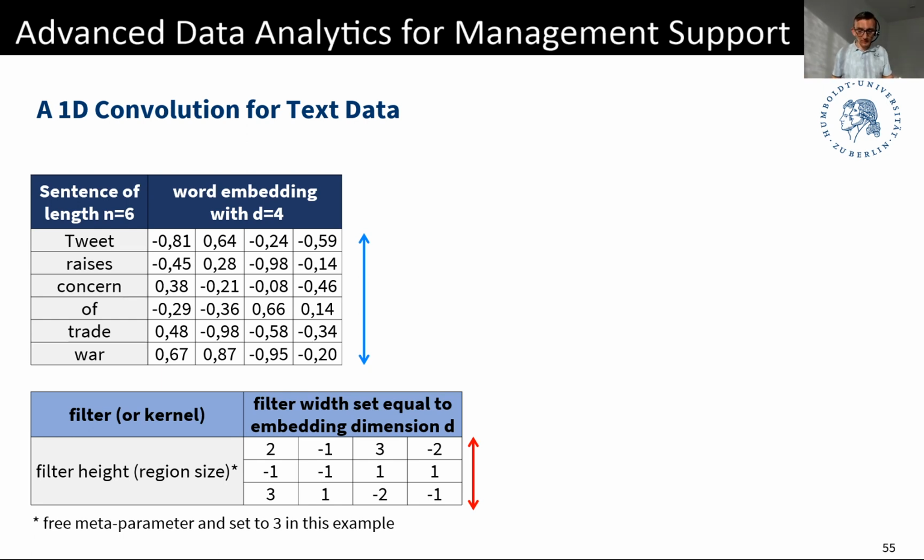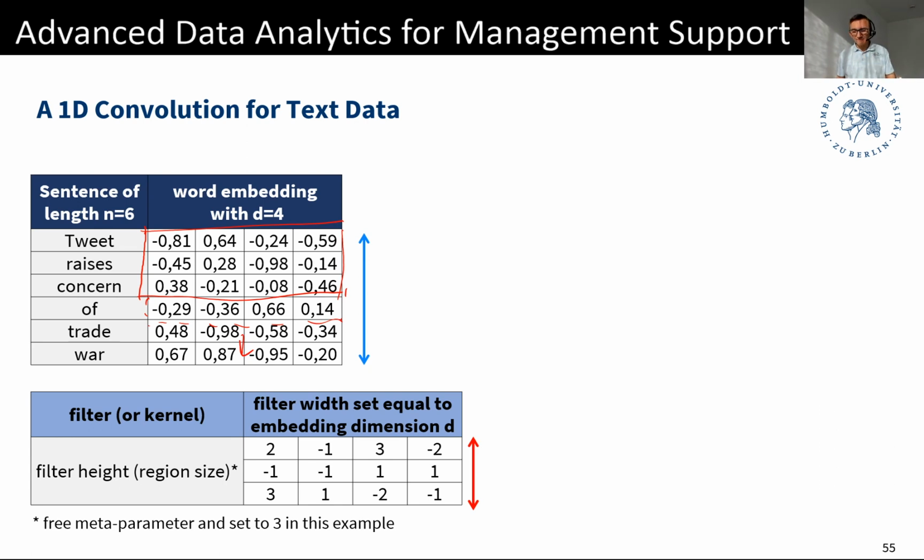In other words, if our filter is red, then we will put our filter in this way over our text, calculate the dot product, and then move on, moving it downward, right?